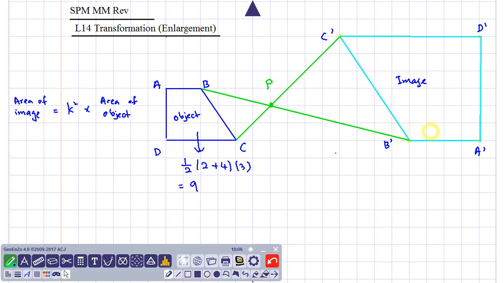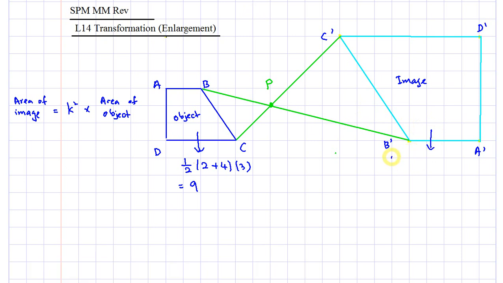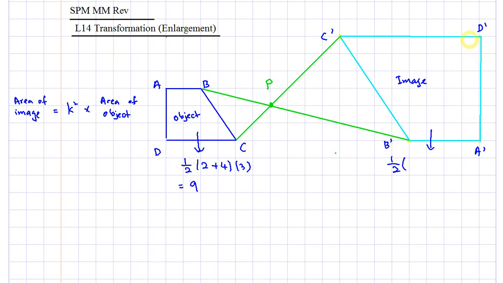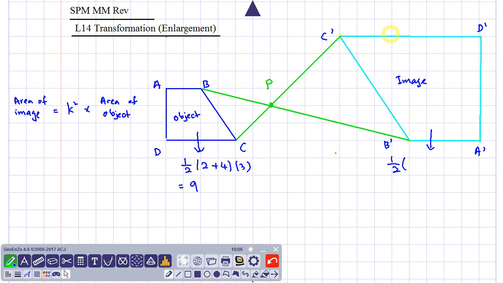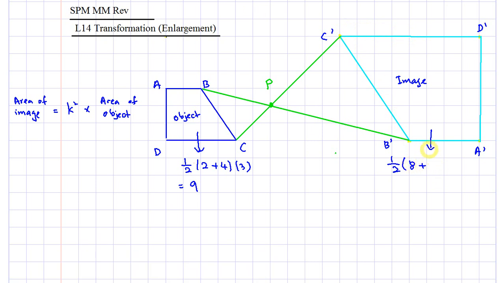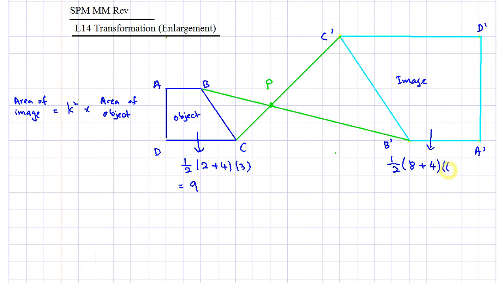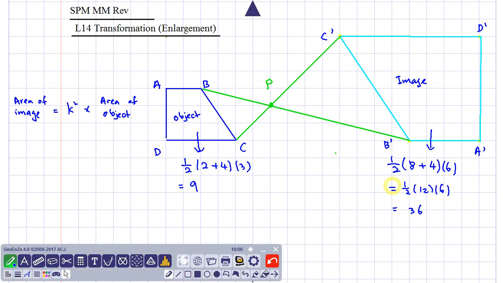Okay, how about this one? Trapezium, 1/2. The sum of two parallel sides, 1, 2, 3, 4, 5, 6, 7, 8, plus 1, 2, 3, 4, times the height, 1, 2, 3, 4, 5, 6. So 1 over 2, this is 12, times 6, which is 36.